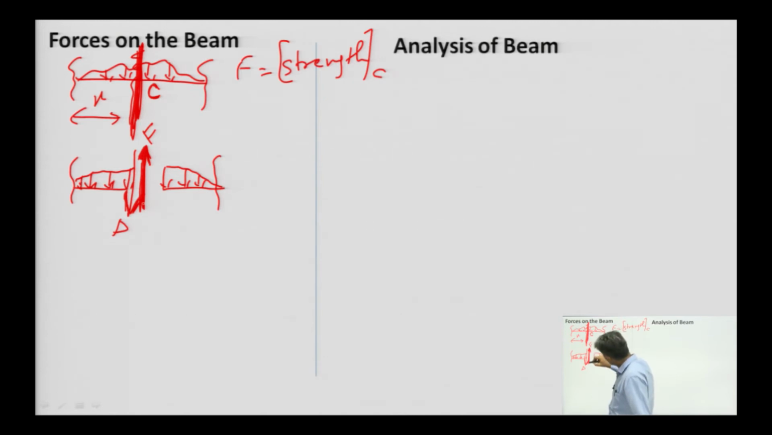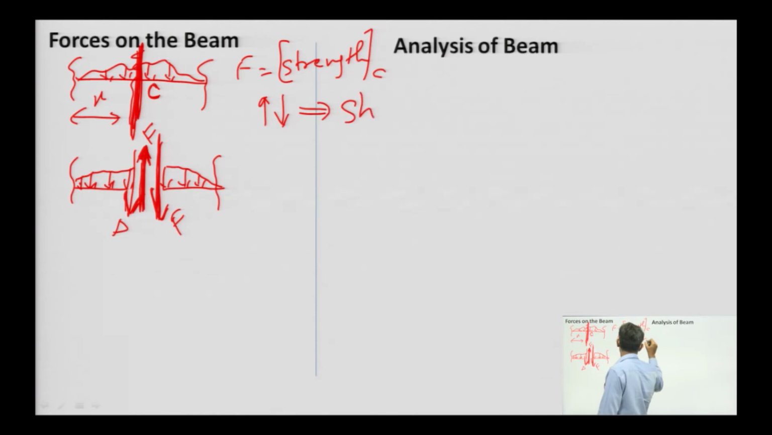If the strength in terms of F is provided for the left part in this direction, then what does it mean? An equal and opposite force has to be applied in the other part also. So, this force F is acting like this, and this is shear actually. This is shear at section C.